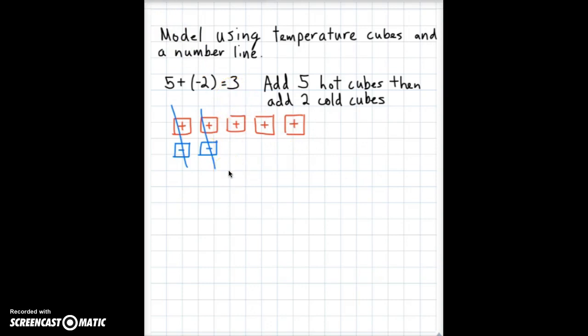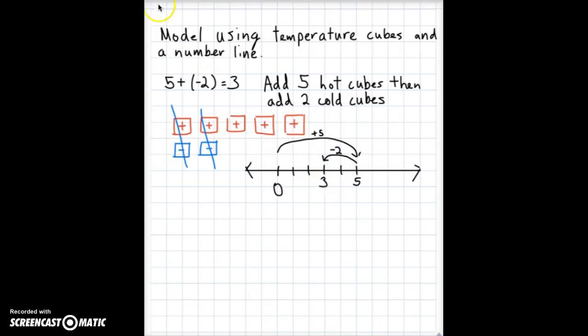Now let's see what that looks like on the number line. On the number line, we can start at 0 and add the 5 hot, which brings the temperature up. So the arrow goes to the right. It's very important that you draw and recognize what the arrow means in the context of the situation. So temperature increases 5, but then when we add 2 cold, it's going to bring the temperature down, so the arrow will go to the left now. So here, we've added 2 cold, and the arrow goes to the left, and the result is 3.